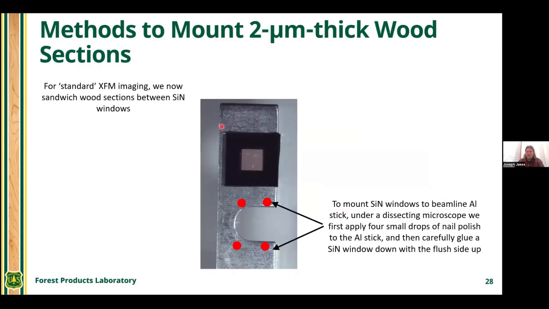So this is an aluminum stick that fits into the beam line, and on the top of here is a sandwich that's already made. I'll just go through the steps of how we make that sandwich. First, to mount the silicon nitride window, we use 4 small drops of typically just clear nail polish. And then you put the first window down such that the flush end is up facing you.